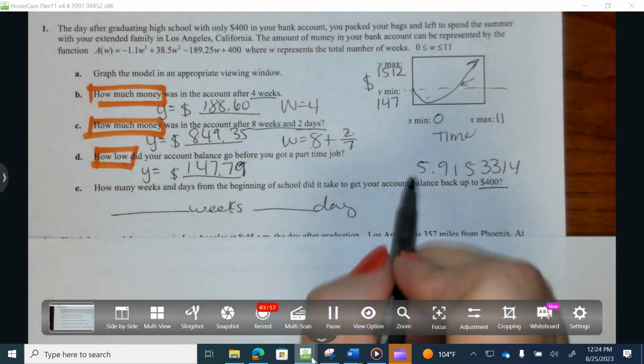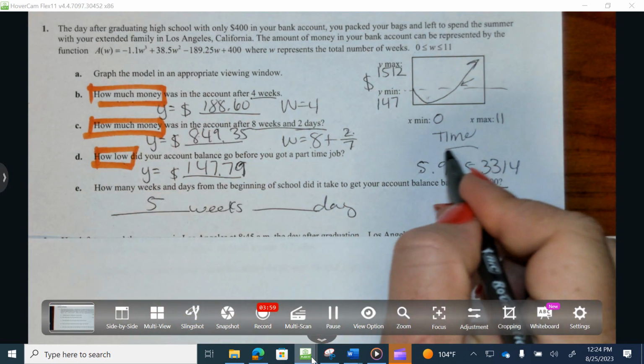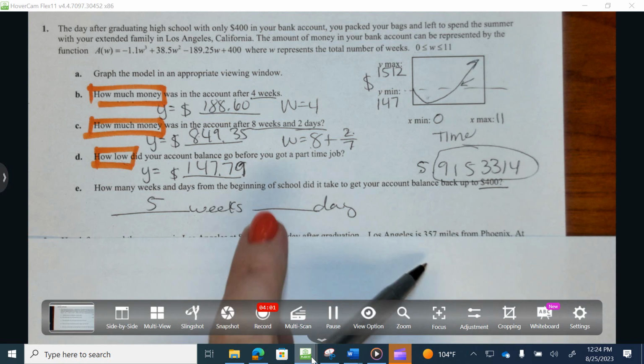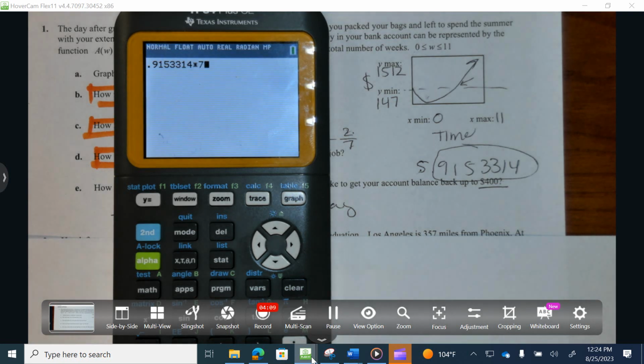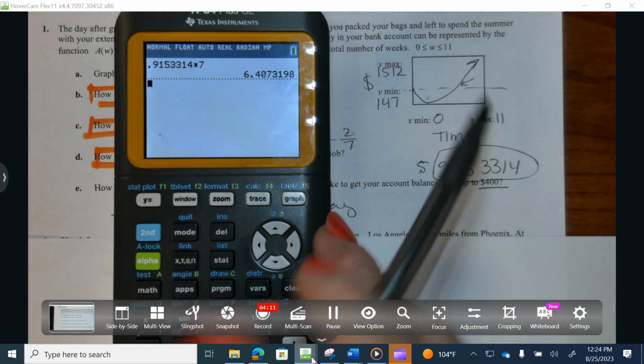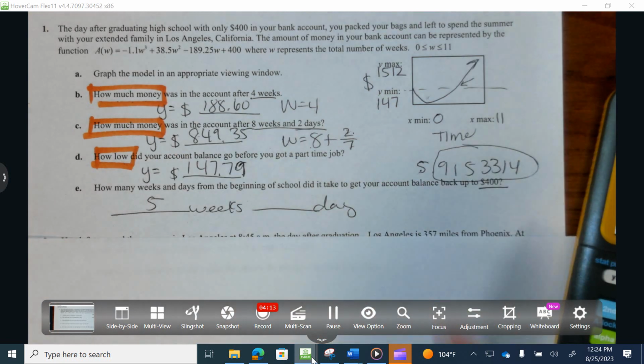And I'm going to write this down, 5.9153314. So exactly 5 weeks, and I'm going to change this into days. How do I do that? I write down the decimal, 0.9153314. How many days in a week? 7, and we're going to round it to the nearest day, which is 6.